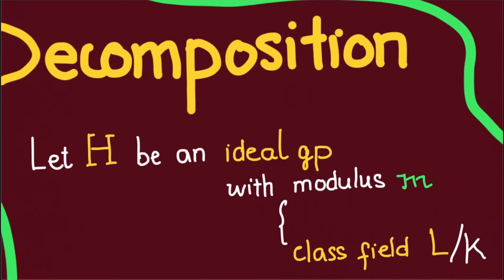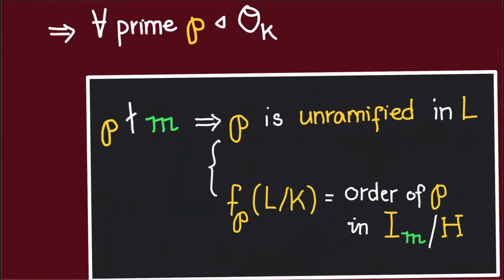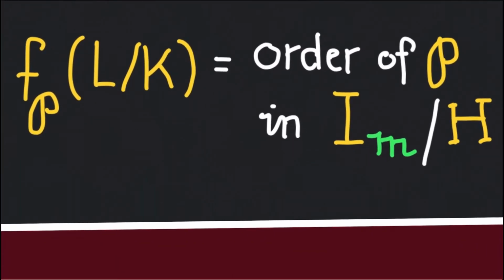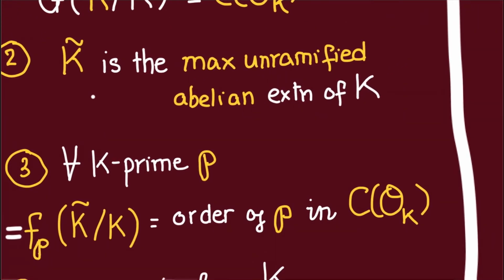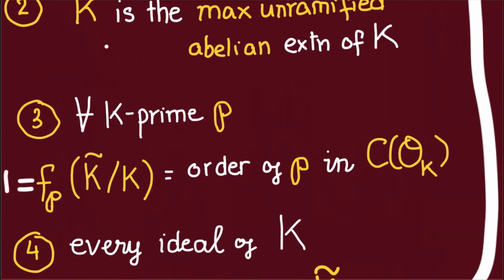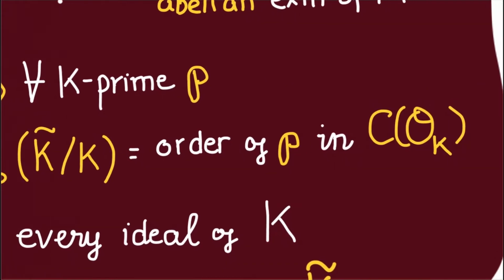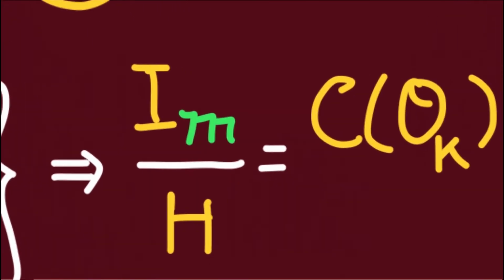Furthermore, by Takagi's decomposition theorem, we know that if L is a class field of the ideal group H with modulus m, then for every prime of OK not dividing m, the inertia degree of the prime p in L over k must be equal to the order of p in the generalized ideal class group corresponding to H. This in particular implies part 3 of Hilbert's conjecture. Because recall that in this case, k tilde is the class field corresponding to P1, and the generalized ideal class group corresponding to H equal to P1 is just the ideal class group.